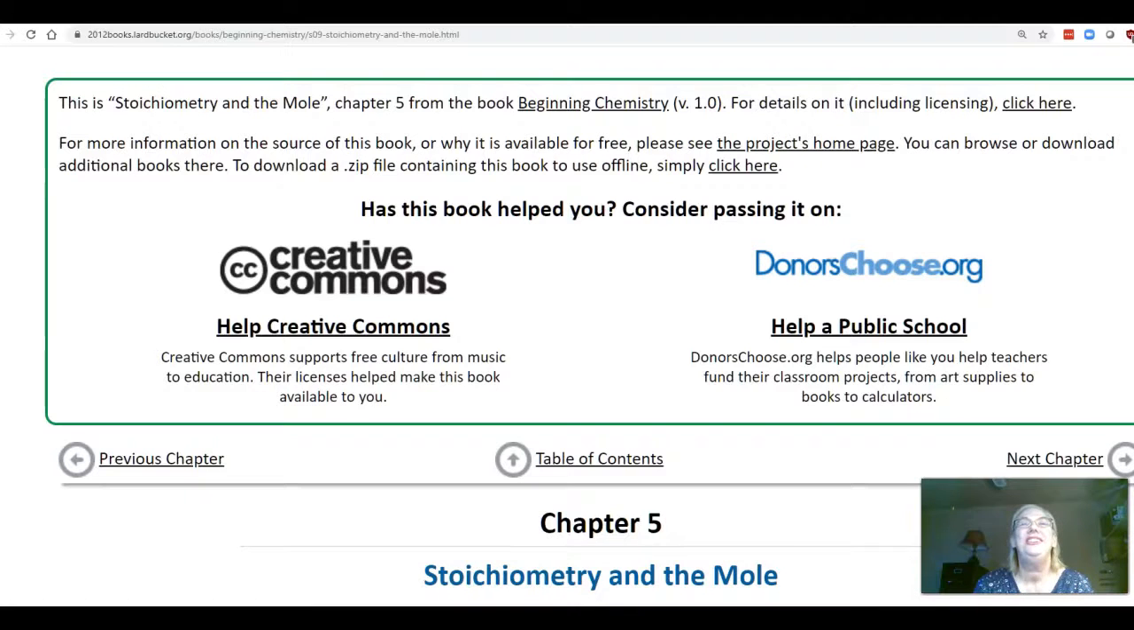Hi everybody, I want to talk to you about chapter 5. So this is the online textbook, and we're going to talk about a word called stoichiometry and the mole in this chapter. Stoichiometry is a math-intense chapter, if I could speak. It's going to be counting numbers of atoms, numbers of moles, numbers of molecules or ions, and deciding how much is made in a chemical reaction.